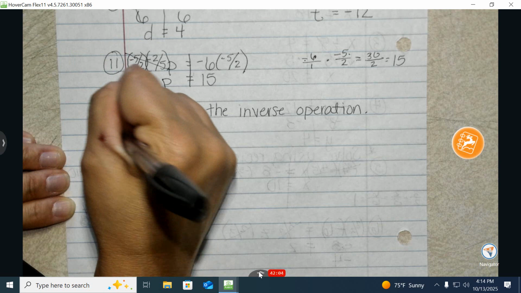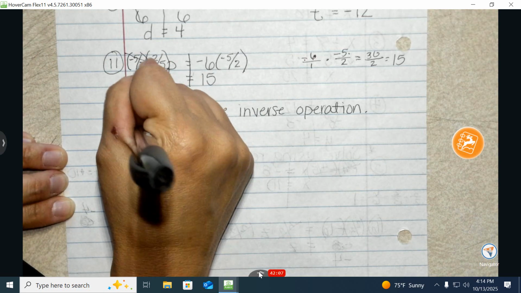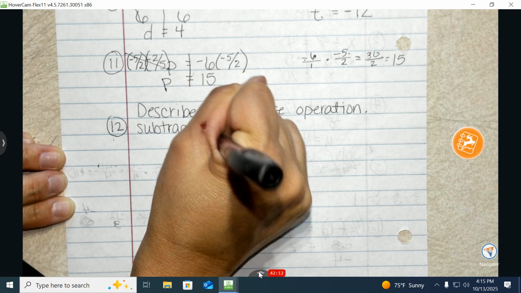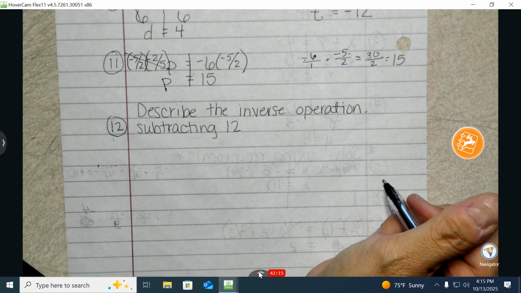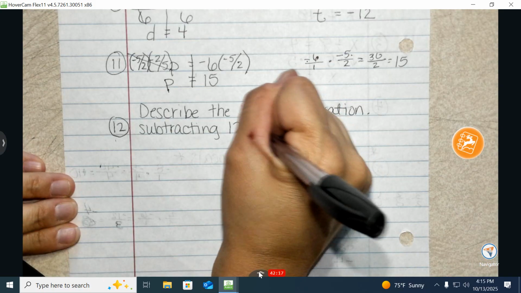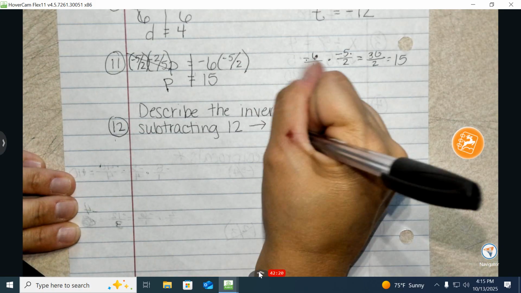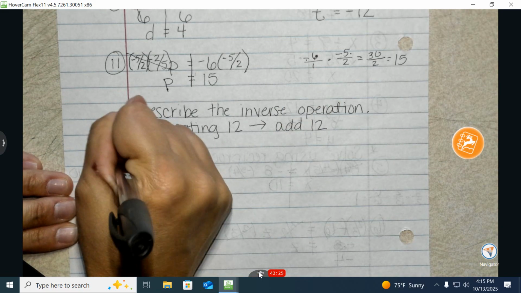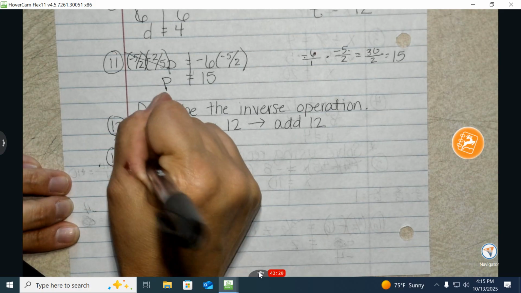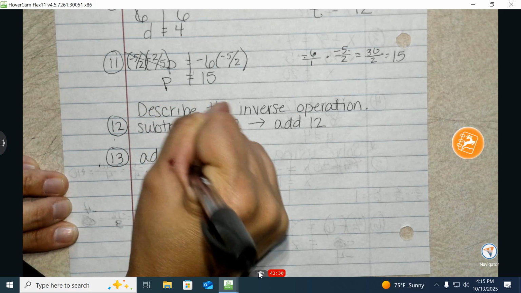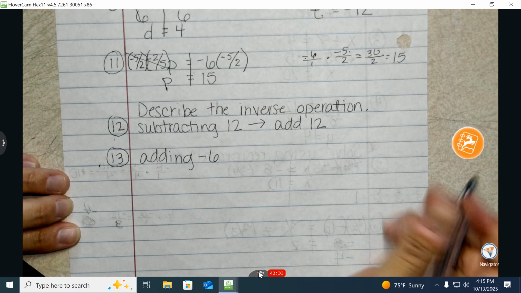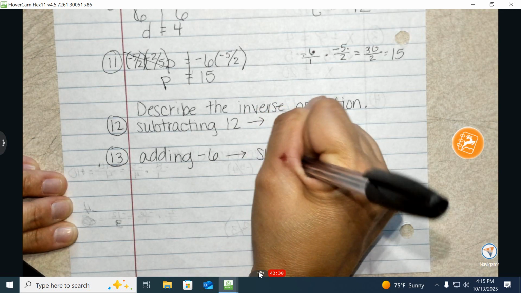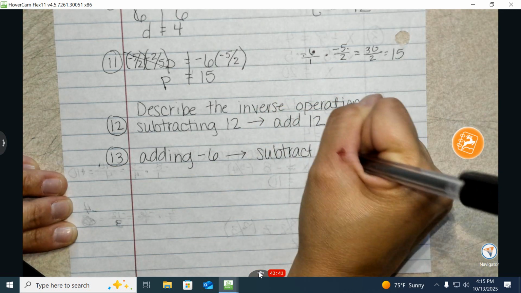Okay, so number 12, subtracting 12. What is the inverse of subtracting? The inverse of subtracting is to add, and then 12. Number 13, adding negative 6. The inverse of adding is to subtract negative 6.